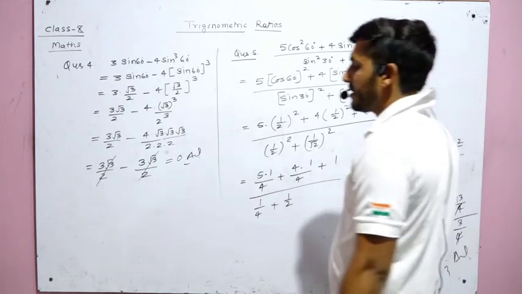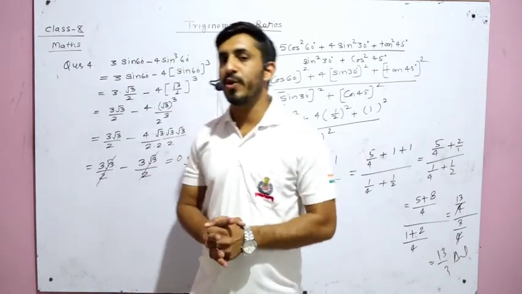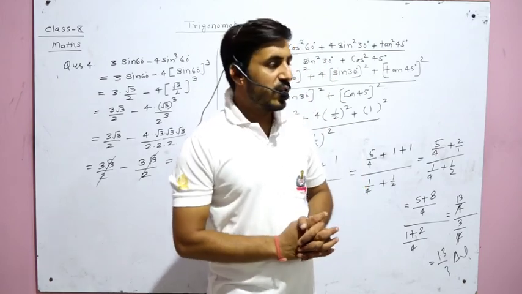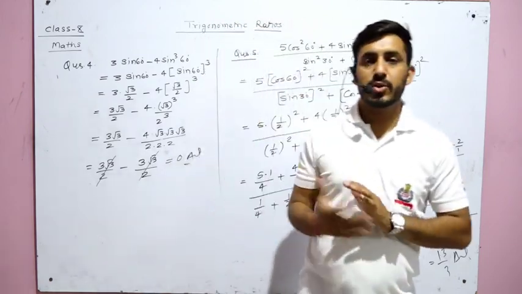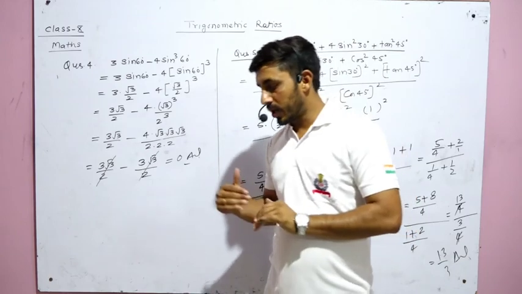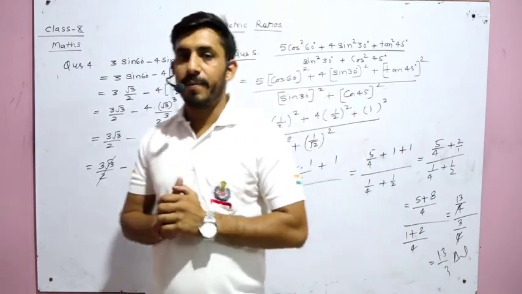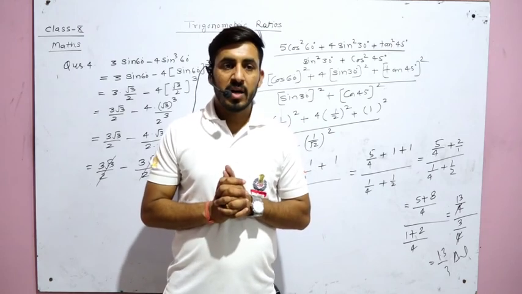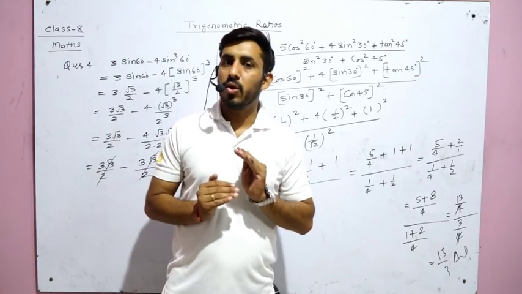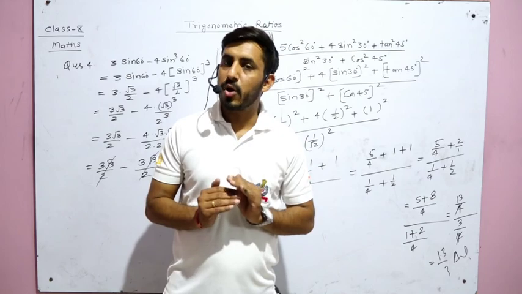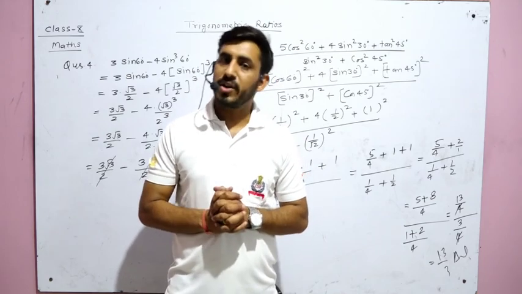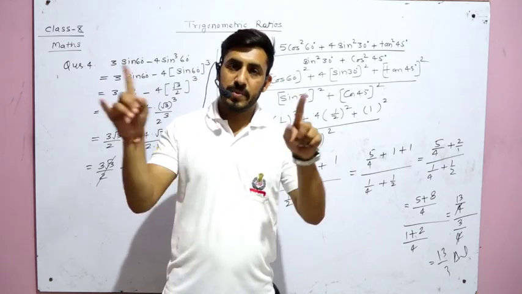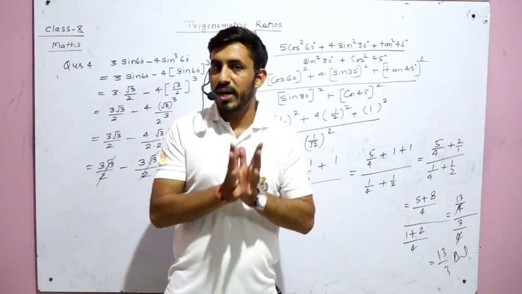We have discussed some questions from exercise 6.1 today. You have to practice these questions and try to remember the table as formed yesterday. It means you have to remember the values of trigonometric ratios for different angles. As we have prepared the table, you have to try to remember this.